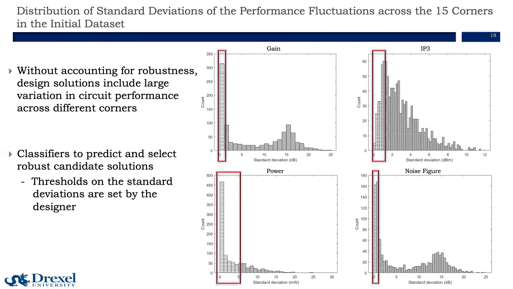The thresholds on the standard deviations are set by the designer, which again shows the customized feature of this sizing methodology. So suppose the black-red boxes show the range that we want the design solution to be. They not only have to satisfy the performance specifications, but also be within this range. So those solutions, even if they satisfy the performance specification but fall to the right side of this plot, will not be considered as a good solution and will not be chosen.